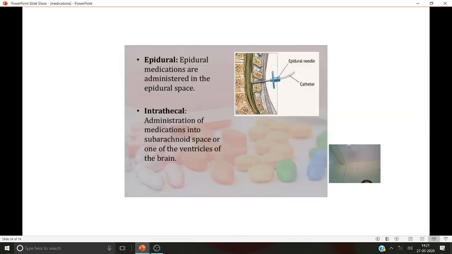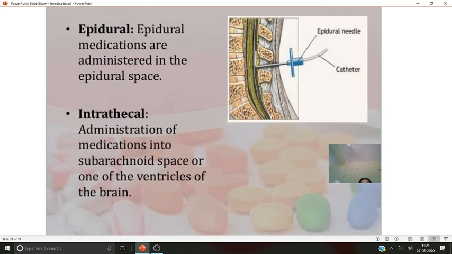Okay, let us discuss one by one clearly. Here, epidural drugs means medications administered into the epidural space. Some of these specific drugs are introduced into the epidural space via a catheter. These drugs are introduced here in the figure. You can see the catheter which is introduced inside the epidural space and placed there.